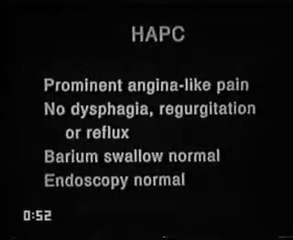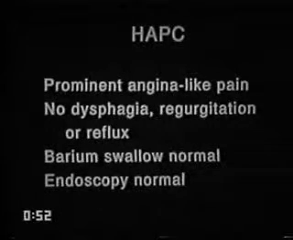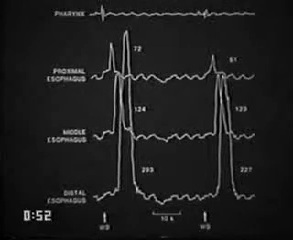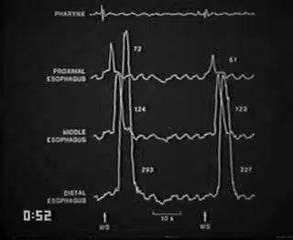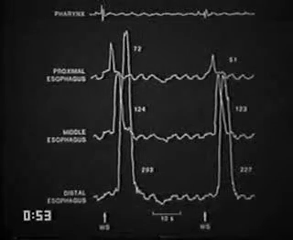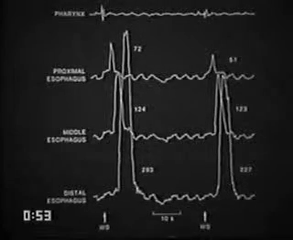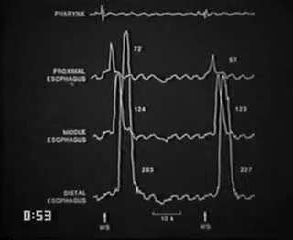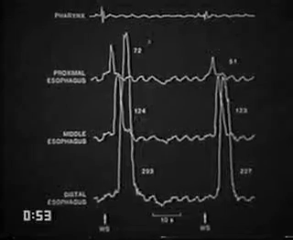When you do the barium swallow, it's completely normal. And when you do an endoscopy, it's completely normal. So the only way that you can make the diagnosis of these patients is by doing manometry. And what you see in manometry is in the distal 5 centimeters of the esophagus, exceedingly high contractions of the esophagus that are peristaltic in nature, but very high amplitude.